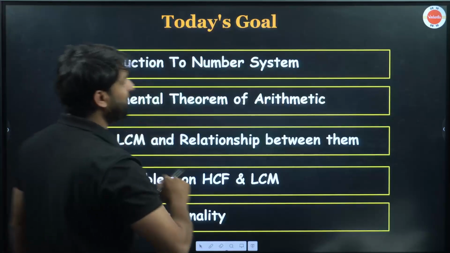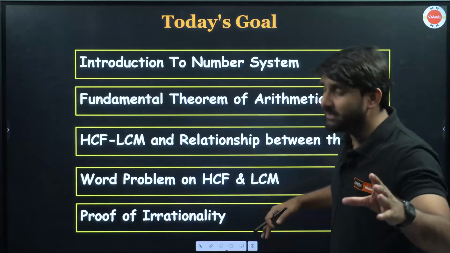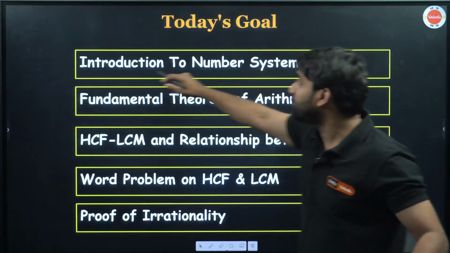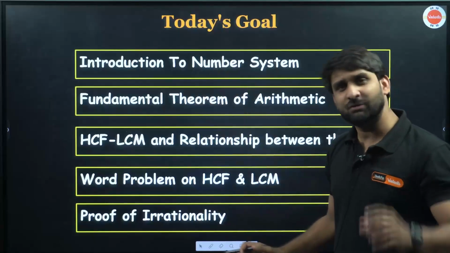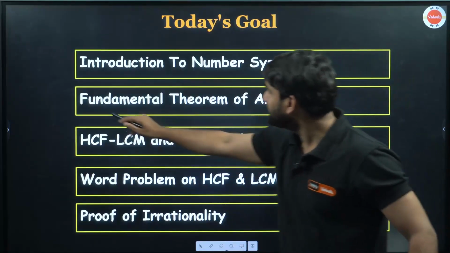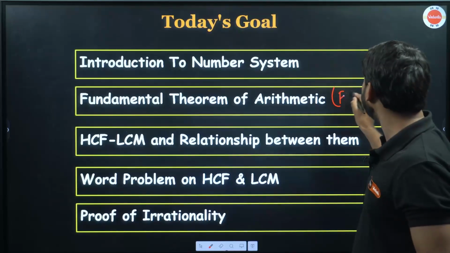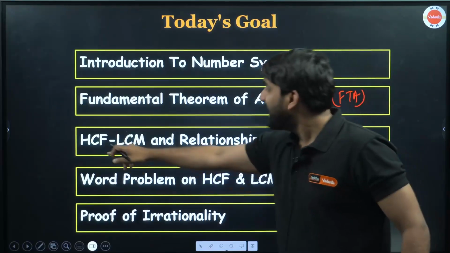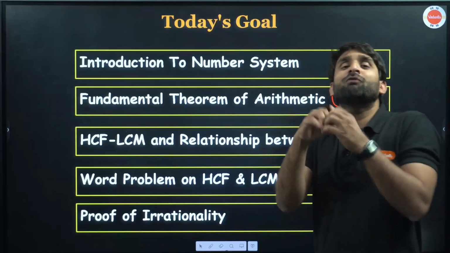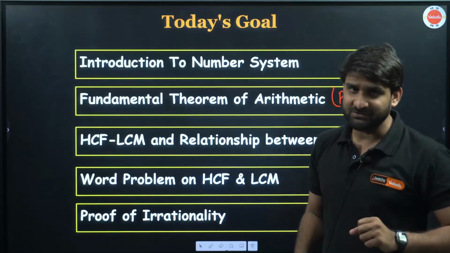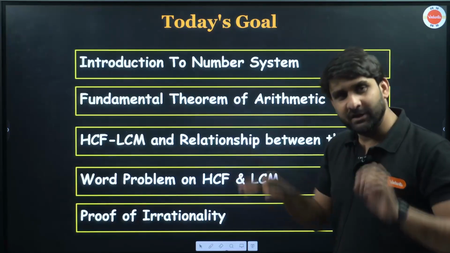In this chapter, what topics are we going to study? Our goal is the introduction to number system. What is a number system? How many types of numbers are there? I'll be giving you everything with clarity. Then the Fundamental Theorem of Arithmetic, in short also called FTA, HCF and LCM, and the relationship between them. How to find the HCF and LCM of two numbers by using the prime factorization method, I'll be teaching you everything in this video.